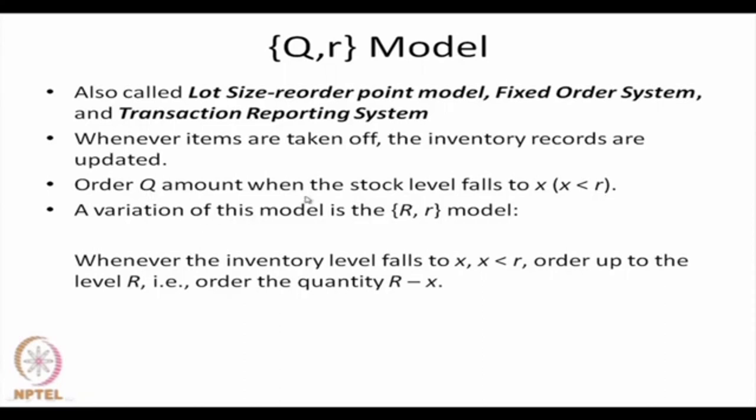And a variation of this model is the RR model, where whenever the inventory level falls to X, X less than R, order up to level R, not an exact quantity Q, but up to level R. So, these are the two variations.